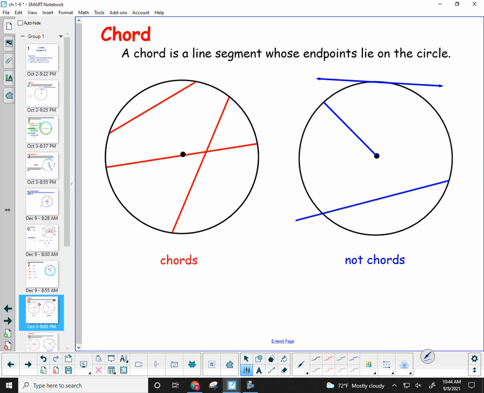The problem with this one is this endpoint lies outside of the circle. This point is not on the circle. This is on the center of the circle. So on the circle literally means the black right here. Sound good?